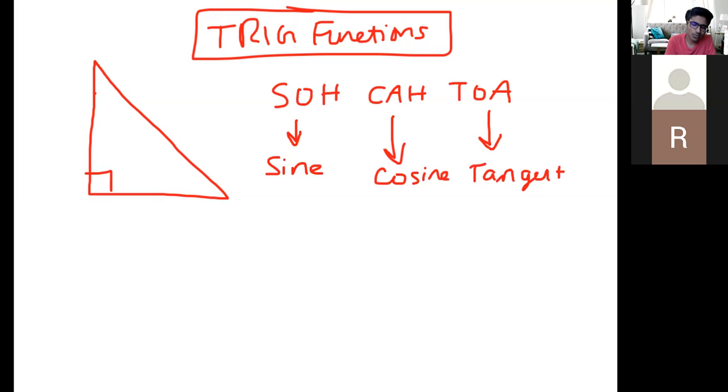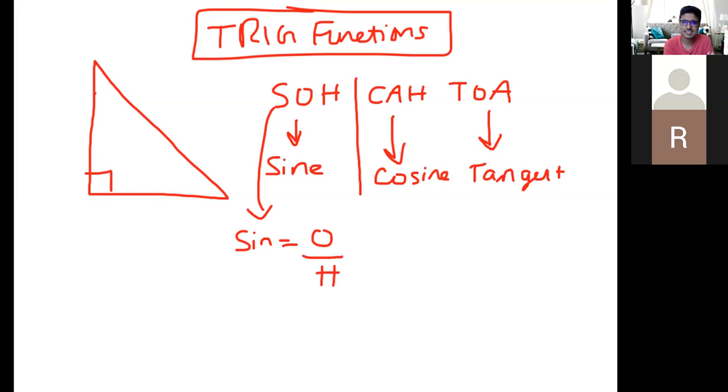Now, what does this SOH actually mean? Well, the first letter, essentially, it's telling us that we know this acronym relates to the function of sine. Similarly, the C means that this acronym relates to the function cosine, and the T means it relates to the function of tangent. Now, say we want to start off with the sine. So we have the word SOH. Essentially, what this means is sine means opposite over hypotenuse.